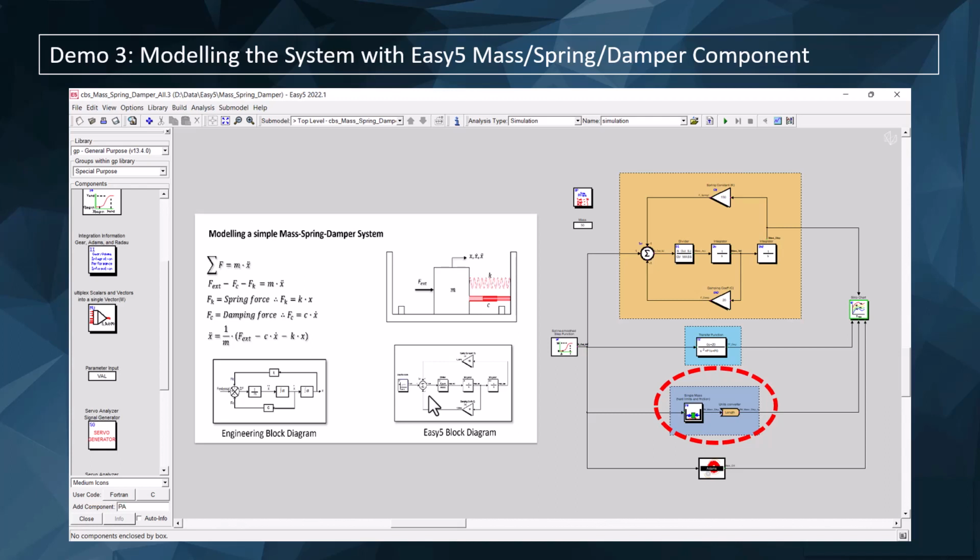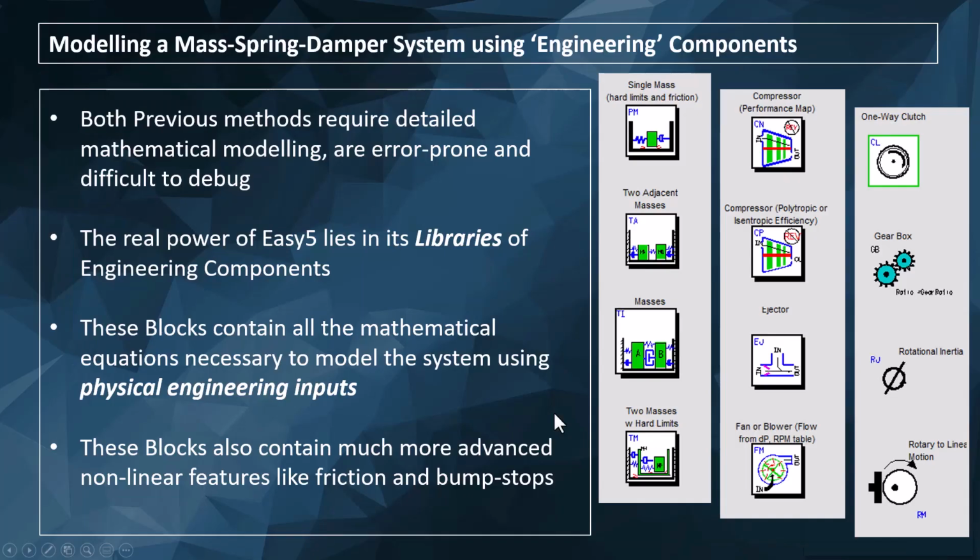Okay, so before we add the Easy5 single mass component, let me just explain to you how this works. Easy5 has a whole host of what we call engineering components. Both the previous methods, as I mentioned, required you to derive the mathematical equations, either in the time or the frequency domain. Obviously, there's room there for error, and if there is an error there, it's difficult to debug. So the real power of Easy5 lies in its libraries and the libraries of engineering components.